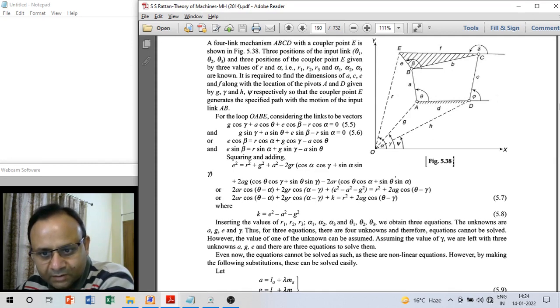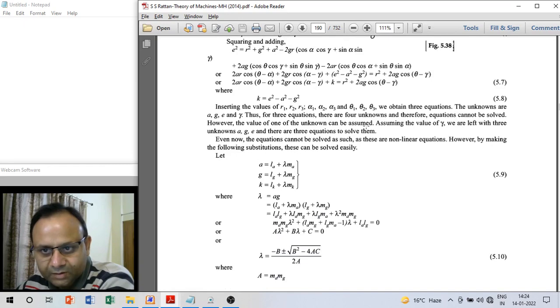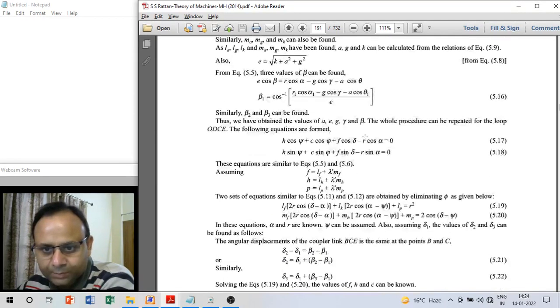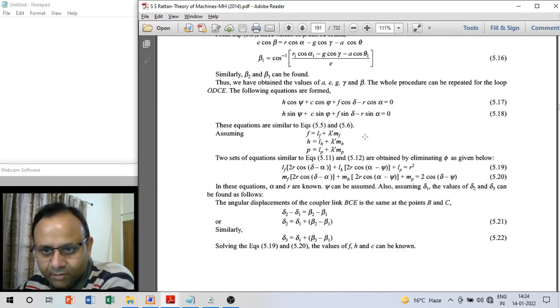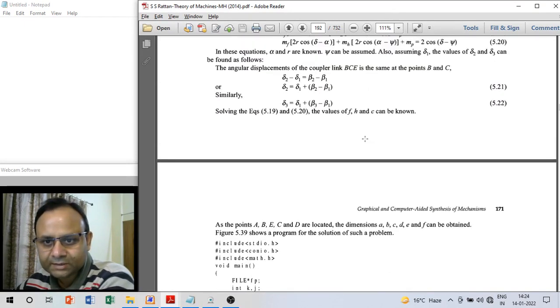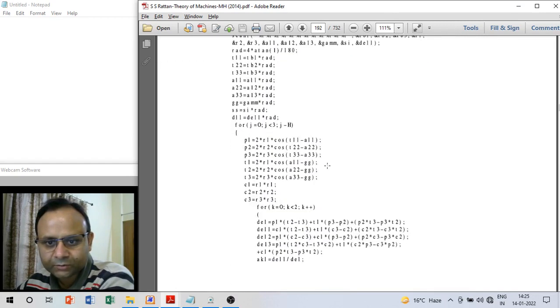So you can go through this section yourself. It's very simple. The equation is developed for the loop, and that's all, just 1.5 pages. And once you have these analytical equations, those can be implemented in a computer. It also gives a computer program to do that.